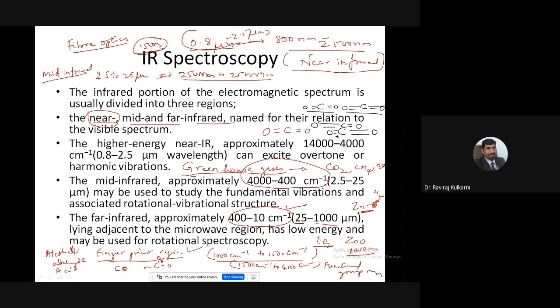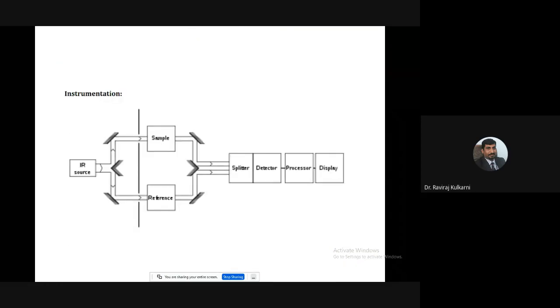For your syllabus, what is the instrument we use here? We use an infrared source, and an interferometer to make it monochromatic light. Do you know how we can make light monochromatic? Simple, you take a prism.